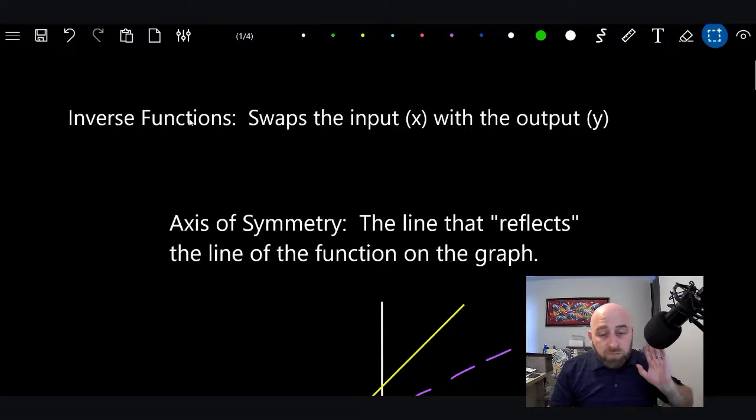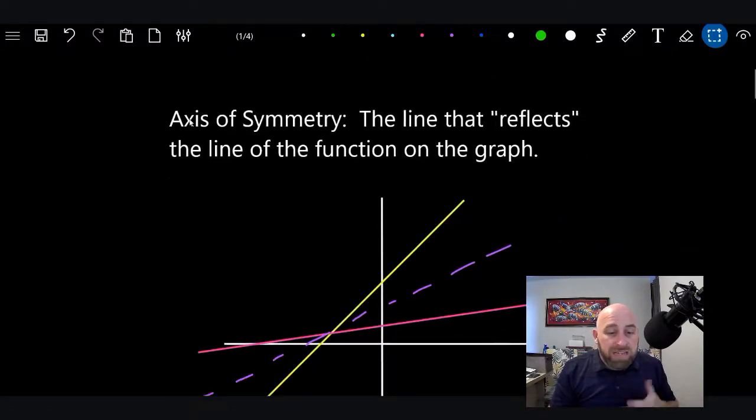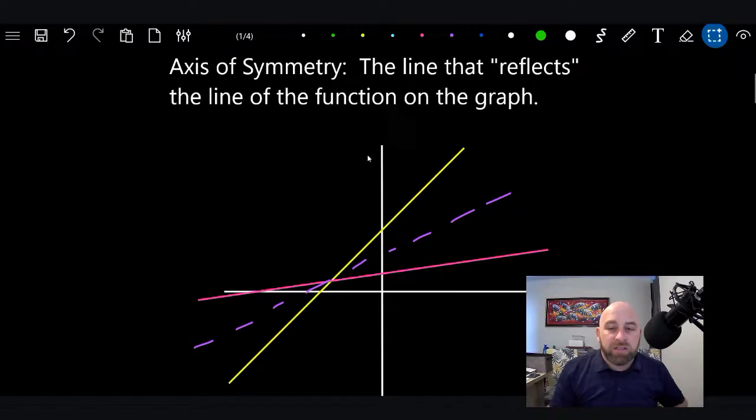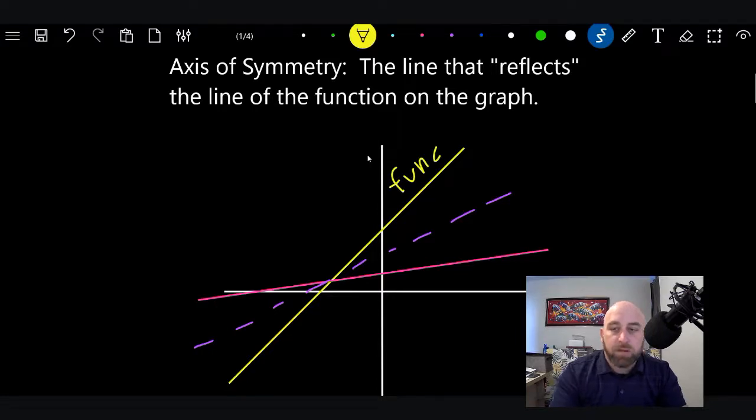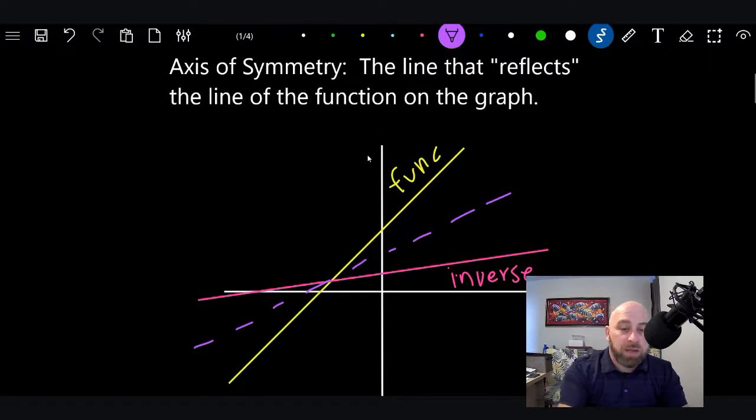So before we can get to that, let's talk about what's called the Axis of Symmetry, and that is on the bottom of page 324. Let's call this line, the yellow line, our function line. And this pink line is going to be the inverse function line. So the yellow one's the function, the pink one is the inverse. This purple line is going to be the axis of symmetry.